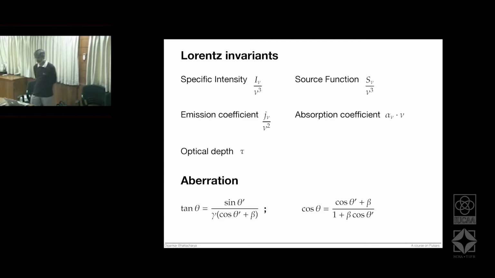Yes, I_nu over nu cubed is invariant, except the nu will be different in the observer frame. So only that extra transformation is needed to get back the intensity. If nu is different, then I_nu will also be different, that is correct. But the ratio I_nu over nu cubed will remain constant.